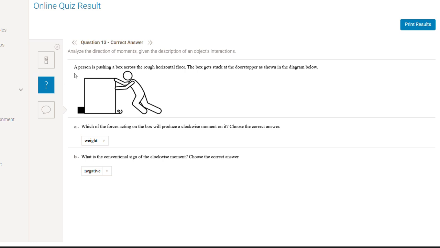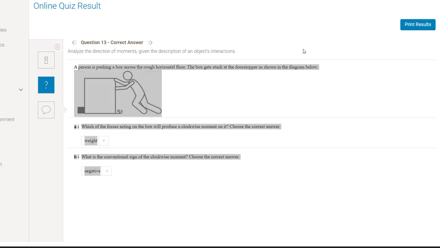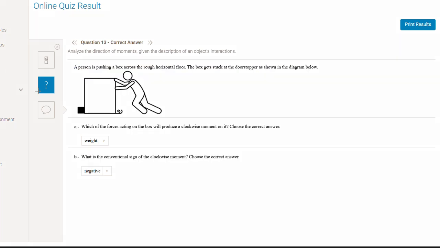13. A person is pushing a box across the rough horizontal floor. Okay, the box gets stuck at the door stopper as shown in the diagram below. So, which of the forces acting on the box will produce a counterclockwise moment on it? So, let's try the normal. But in fact, that will produce a clockwise force. So, not counterclockwise. So, let's try the friction maybe. It opposes motion. So, it's also going to give you clockwise.